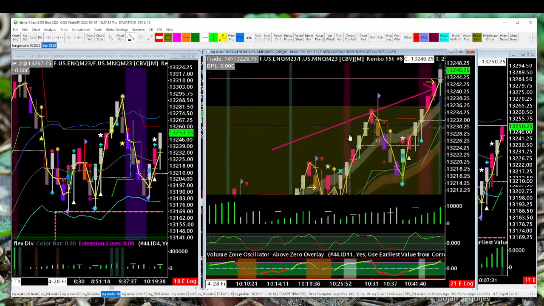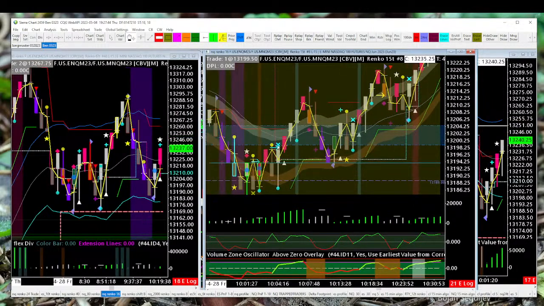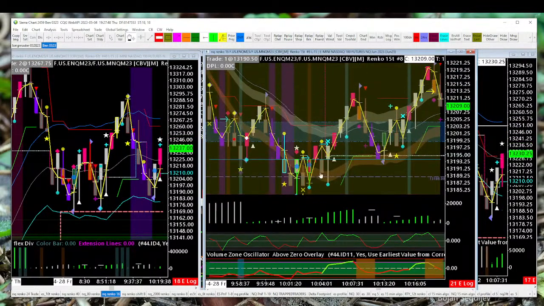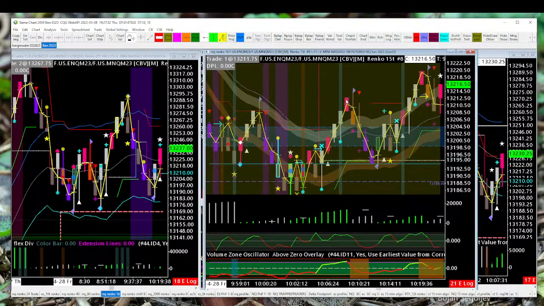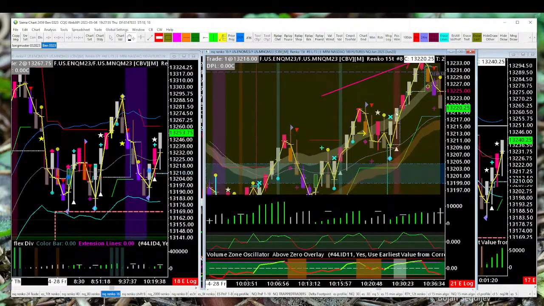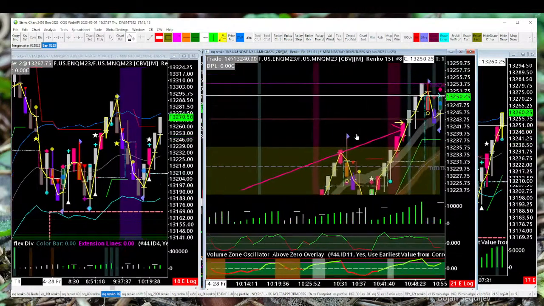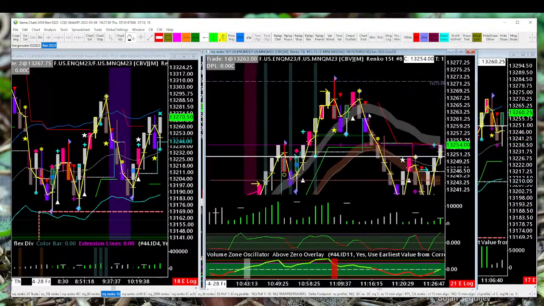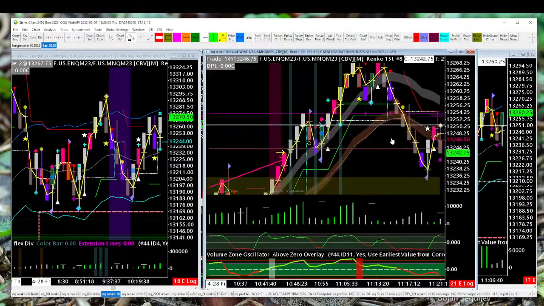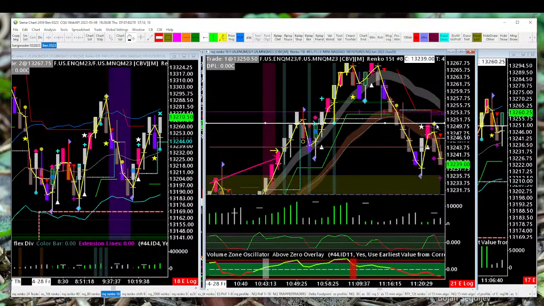Did I get an orange one trapped? Maybe that's why they start to work here. Did I trap an orange bar? Here's where the green starts to work. Right here, orange bar, trapped. Now green bars start to work. Orange bar, trapped. Green bars start to work. Green bar, trapped. Now they'll probably stop working. Okay, volume. All right.